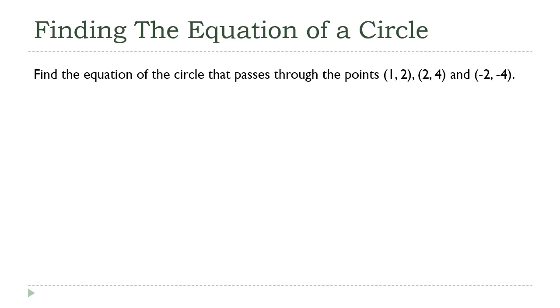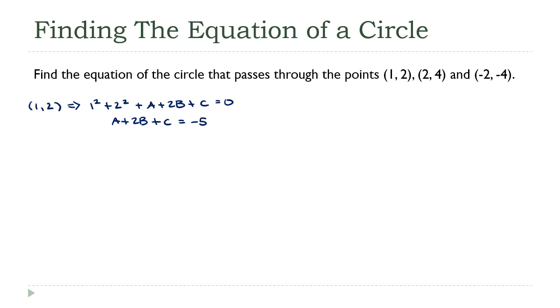So I'm going to start the same way. I'm going to start with 1 comma 2, put that into the equation. 1 squared plus 2 squared plus a plus 2b plus c equals 0. So that's a plus 2b plus c equals, move that 5 over, and that's negative 5.